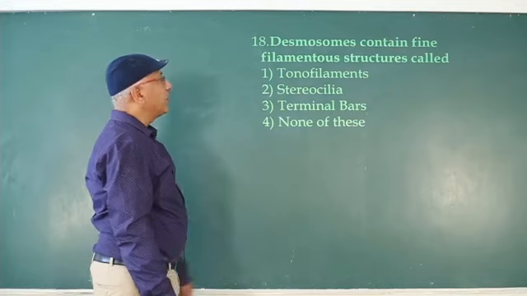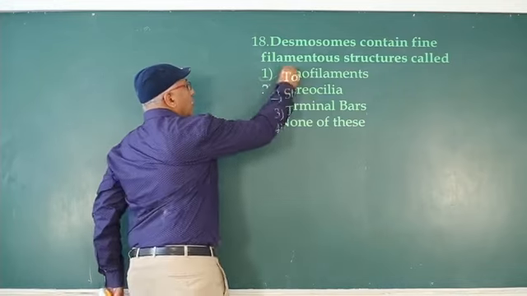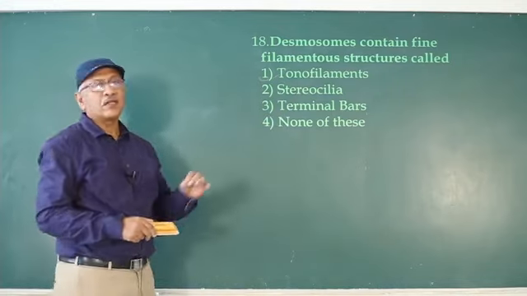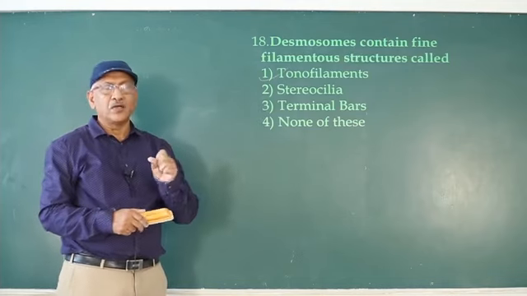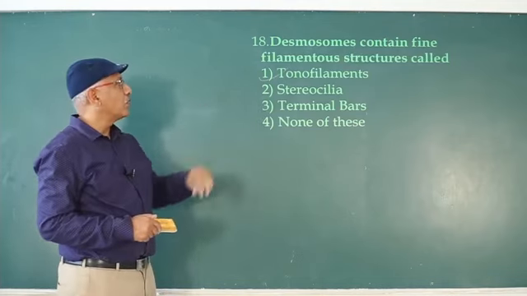Desmosomes contain filament structures called tonofilaments. Tonofilaments give support to the cells.